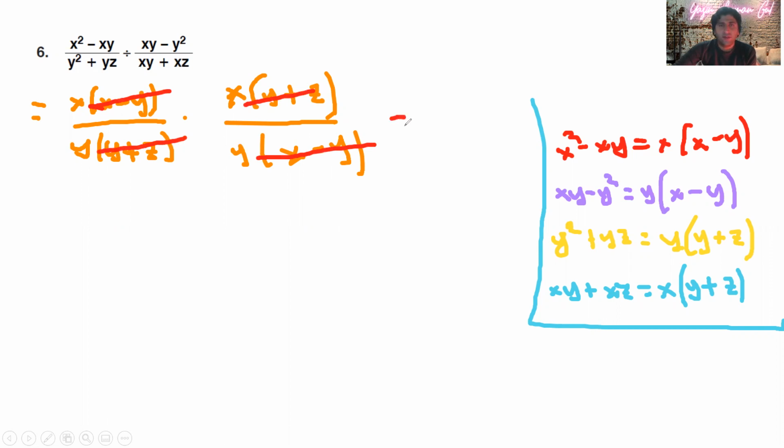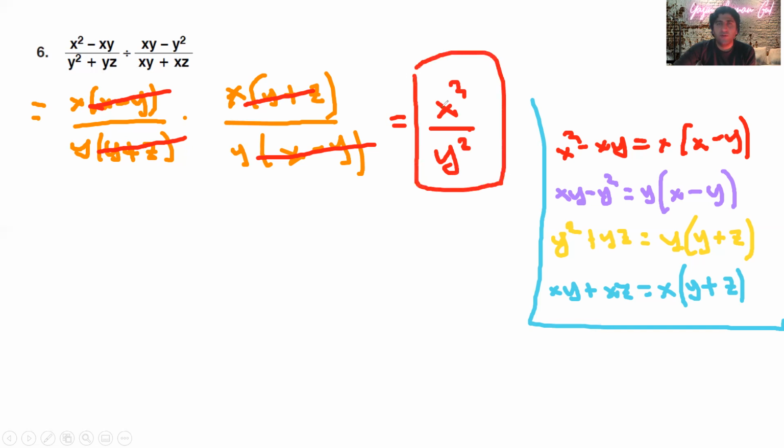Then what I have left here: x times x will be x squared, and y times y will be y squared. Because on the bottom I have y, and y times y will be y squared. On top I have x, and x times x will be x squared. So this is going to be my answer. Okay, let's move on to the next question.